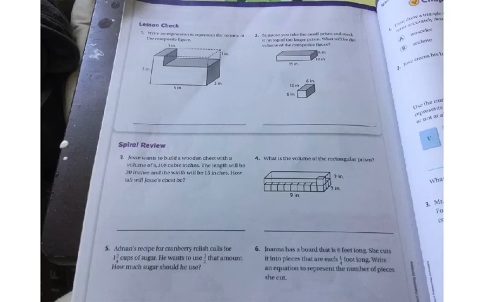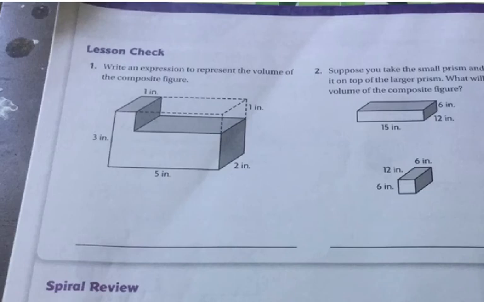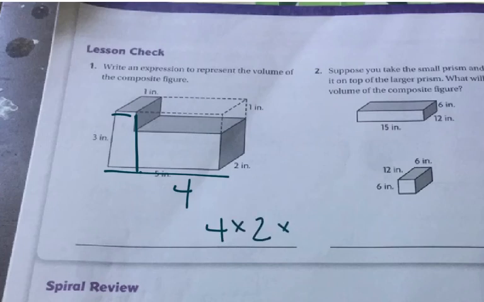It says write an expression to represent the volume of the composite figure. So you don't even have to figure it out. But if I break up the figure here, I see that this whole thing is 5. If this part is 1, this part is going to be 4, because 4 plus 1 is 5. So I'm going to have 4 times 2 times, and the whole height is 3. And I know that this invisible height is 1, so this height is going to be 2.